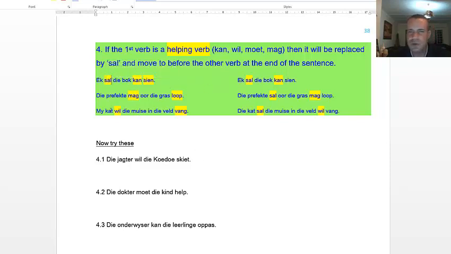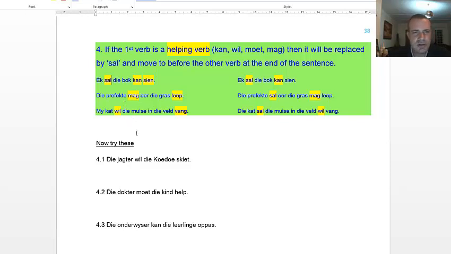And sol is just a future tense marker. It's also a helping verb. Okay. So there are only 1, 2, 3, 4, 5 helping verbs. Is not a helping verb. It's not. Okay, so that is it. So let's do a few examples. This might sound a bit tricky.